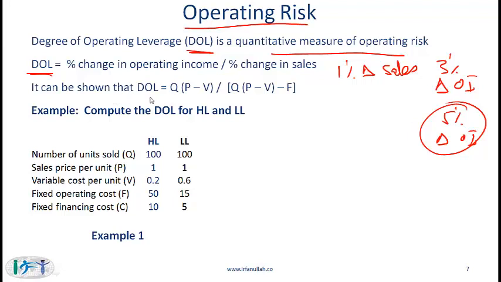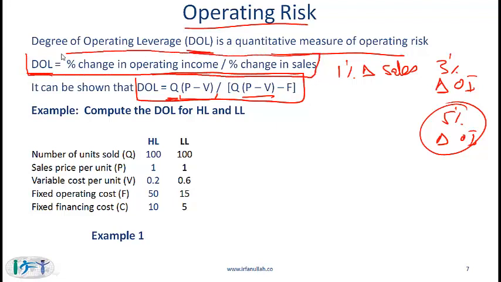The curriculum shows us how degree of operating leverage can be written as follows. Degree of operating leverage is equal to the quantity, or the number of units sold, times the contribution margin, which is the price minus the variable cost, divided by Q times the contribution margin minus the fixed operating costs. You don't need to understand the derivation, but you definitely need to memorize this formula, and you need to understand and remember this interpretation for degree of operating leverage.